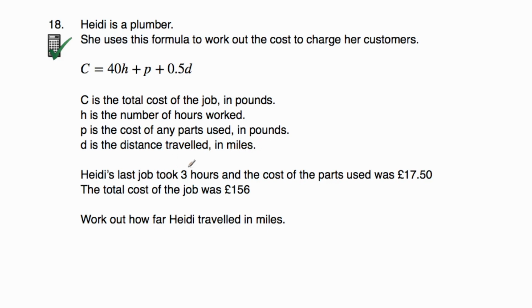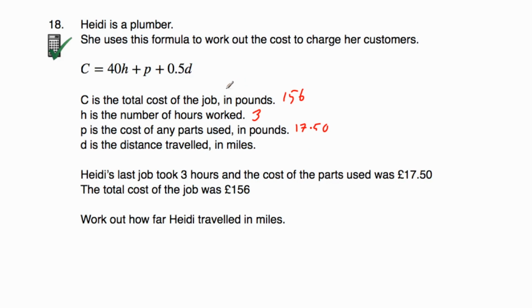So Heidi's last job took 3 hours, so we know that H is equal to 3. We know the cost of the parts was £17.50, and the total cost of the job was £156. And we've been asked to work out how far Heidi travelled in miles. So we know the formula is the cost is equal to 40 times H plus P plus 0.5D.